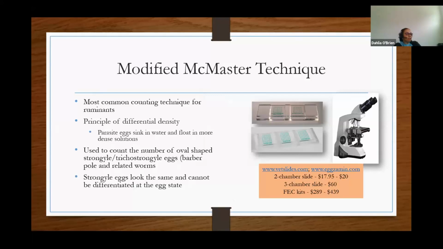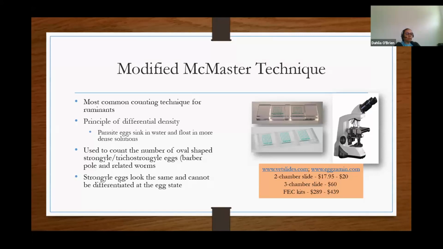All right, so today we're going to discuss the most common counting technique for ruminants, and it's known as the modified McMaster technique. There are other methods that are out there, but this is the method that we use in our lab, and it's commonly used in small ruminant parasitology.